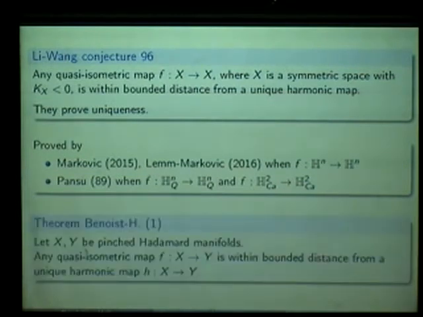So now let's turn to our first result. It's the same statement, only we change the manifolds we are allowed to work with. So I'm given now X and Y, two pinched Hadamard manifolds. And same result again: any quasi-isometric map from X to Y is within bounded distance from a unique harmonic map.